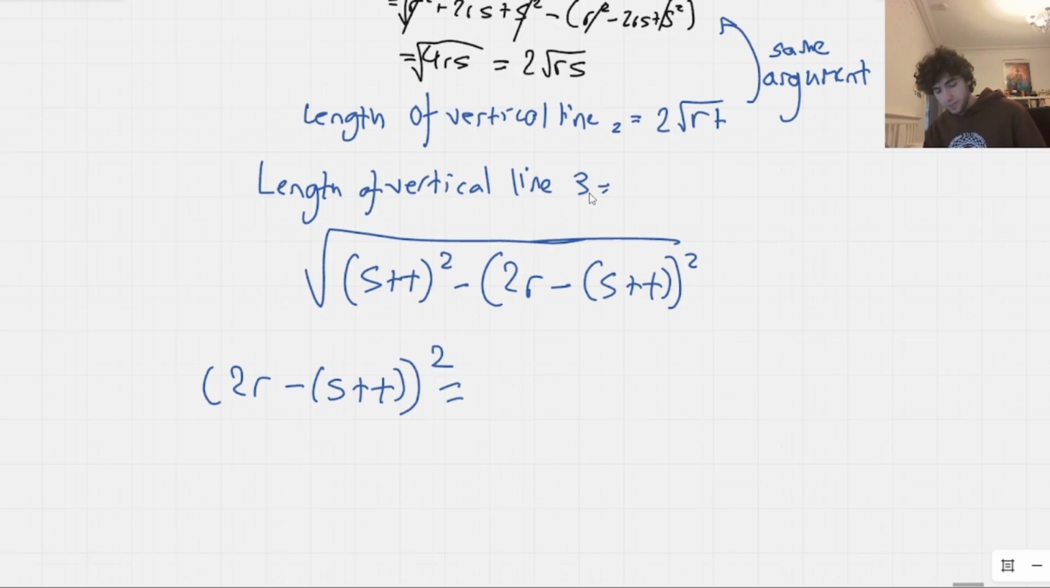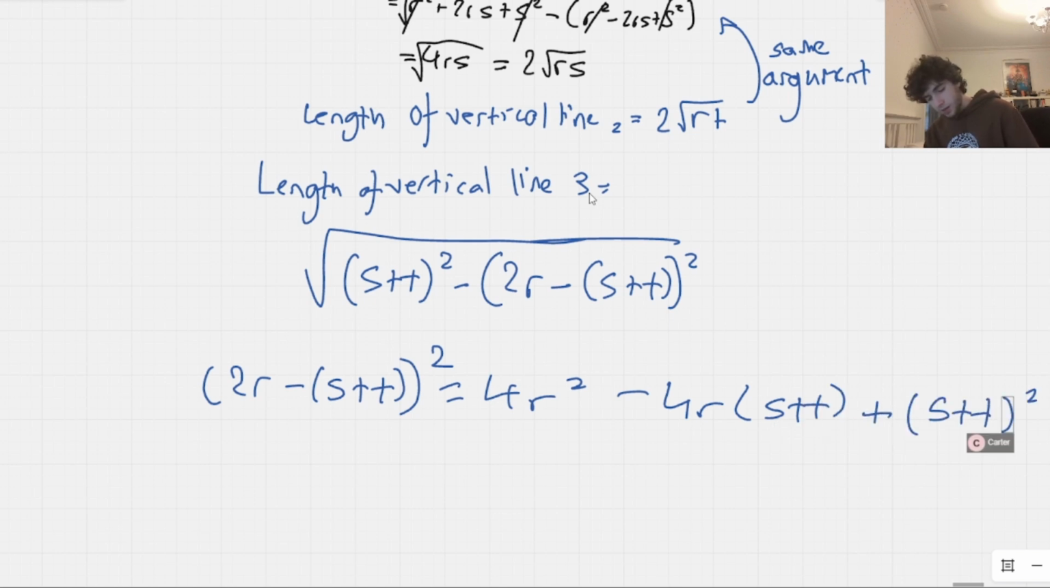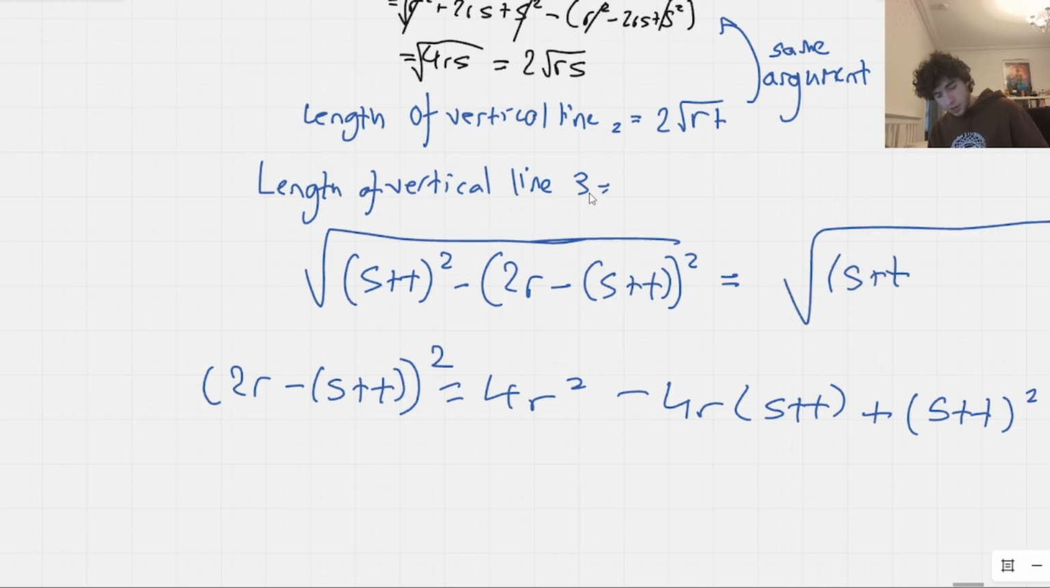So this thing here is equal to 4r squared, minus 4r multiplied by (s plus t), and then add (s plus t) all squared. So then this thing inside the square root is just going to be the square root of (s plus t) all squared, minus 4r squared, add 4r times (s plus t), and then minus (s plus t) all squared.